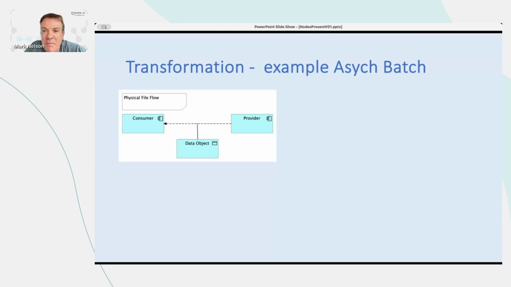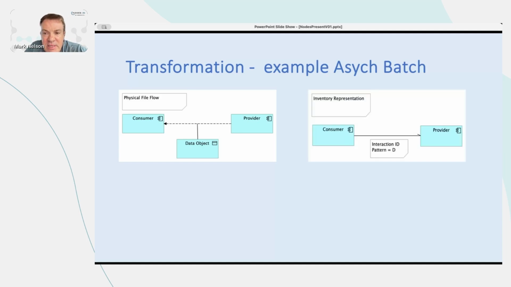This is an asynchronous batch relationship between a provider and a consumer. So the provider sends a data object, a file, for example, to the consumer. So that's physically what it would look like. In the inventory representation, you would see that the consumer has a "gets from" direct relationship with the provider.